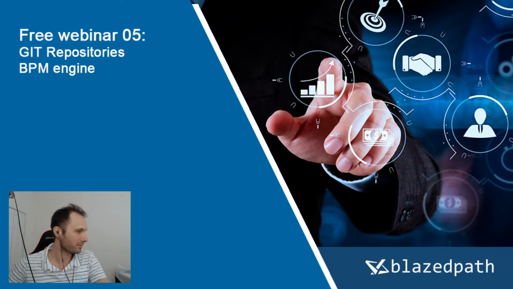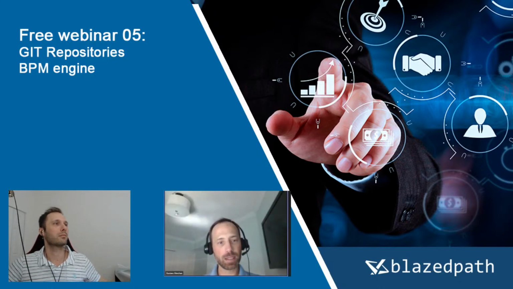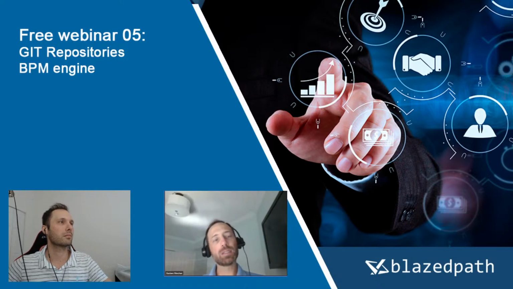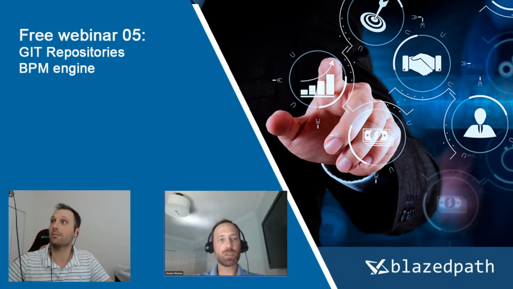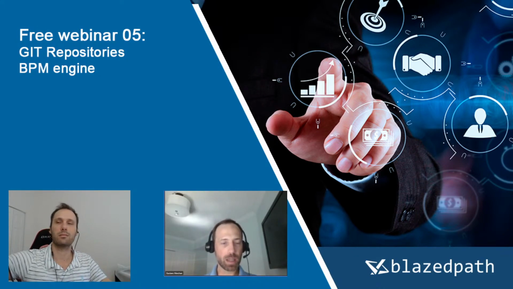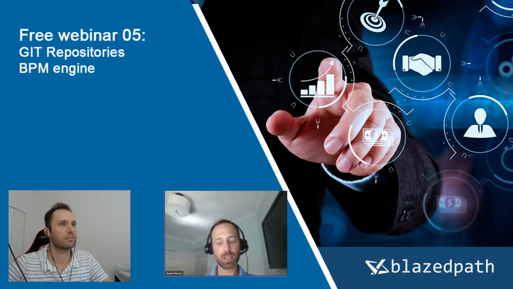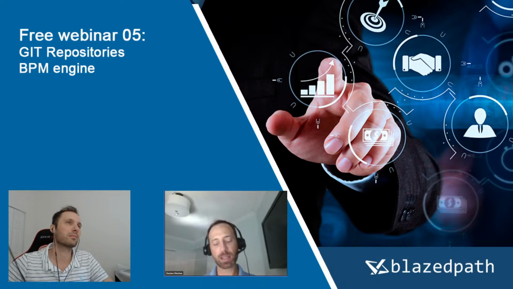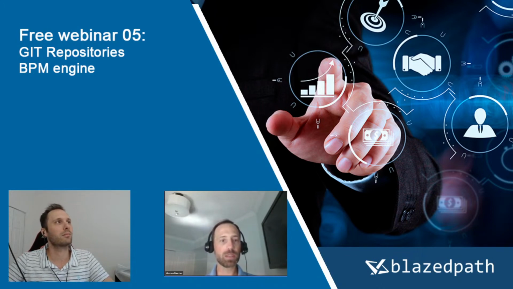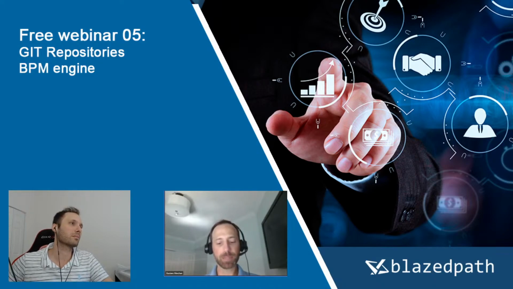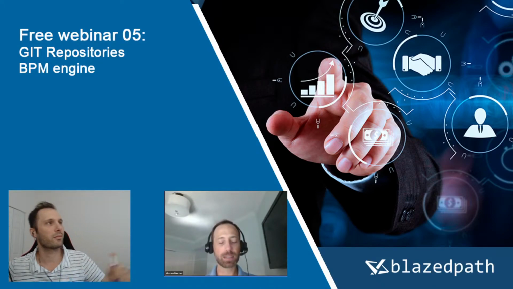Welcome everybody to our fifth webinar. Today, Jose will cover two important topics. One is more for administrating purposes when working with Blazedpath: how you administer your branches, versions, and Git repositories. And on the second half of the webinar, he'll be covering the BPM Engine. That's how to model business processes within Blazedpath natively. So one more functional and one more administrative, development oriented. So let's go ahead.